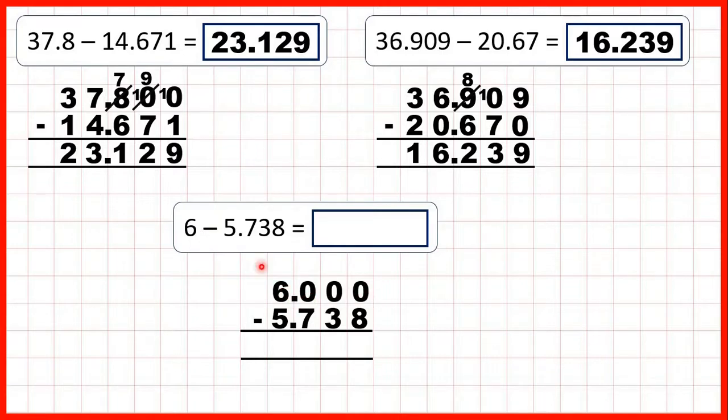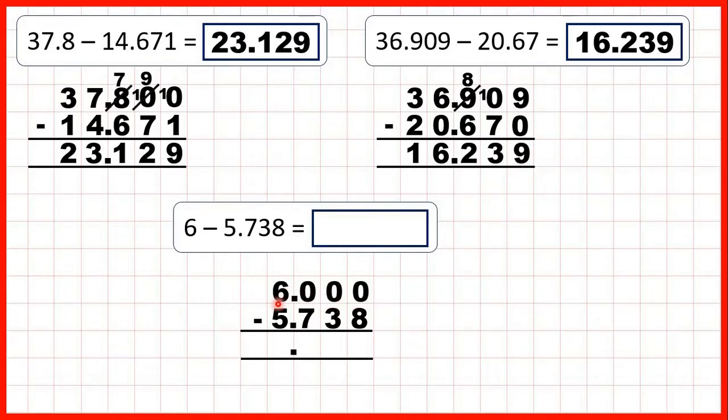6.000 is the same as 6 because all the .000 tells us is that in the number 6 we don't have any tenths, hundredths or thousandths. But now we can subtract using column subtraction, but first, so that we don't forget, let's copy the decimal point down into our answer. Now, we can't do 0 minus 8, and when we go to the left, we have a 0 and then another 0.